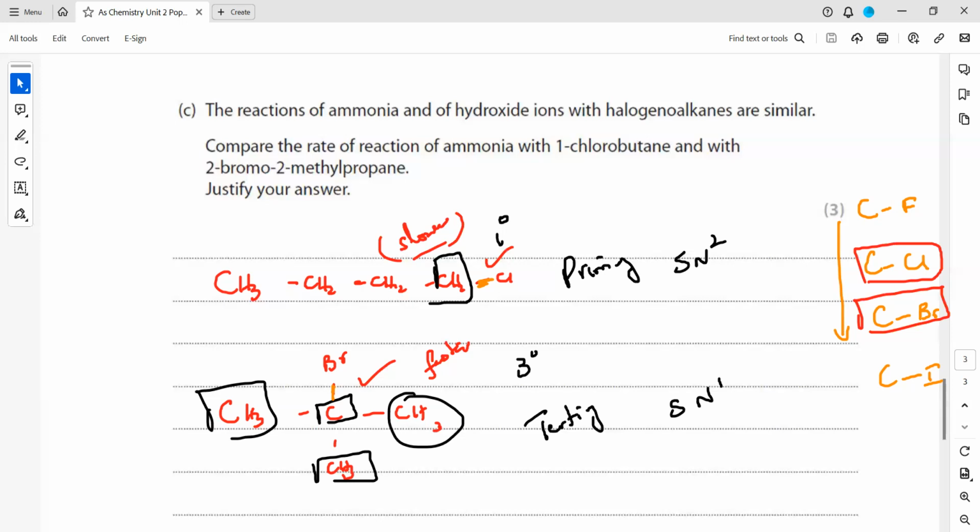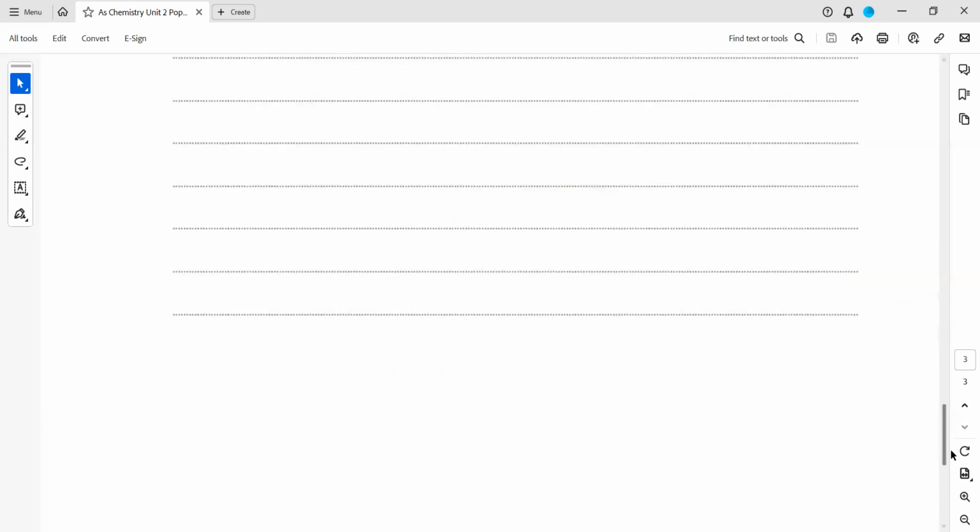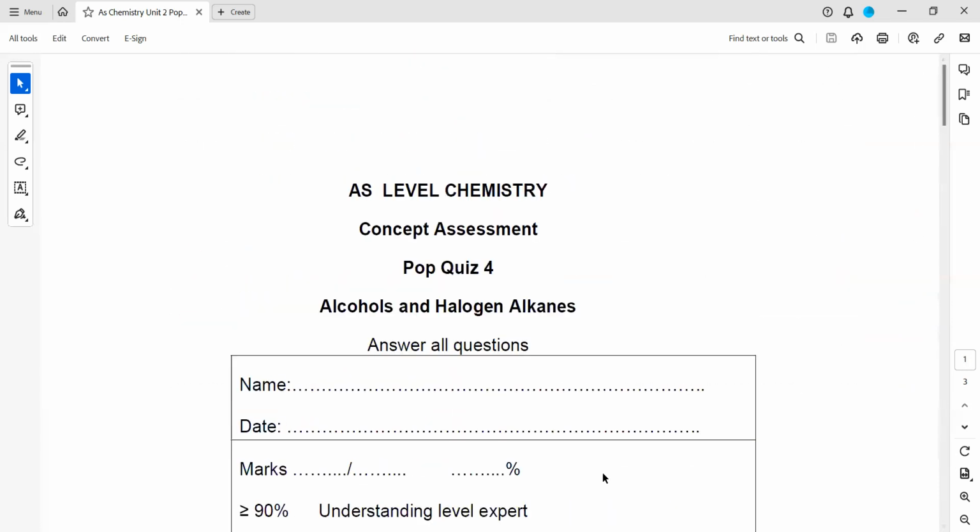And you will mention, list the type: which one is primary and which one is tertiary. Is it clear, part C? So this was pop quiz 4.